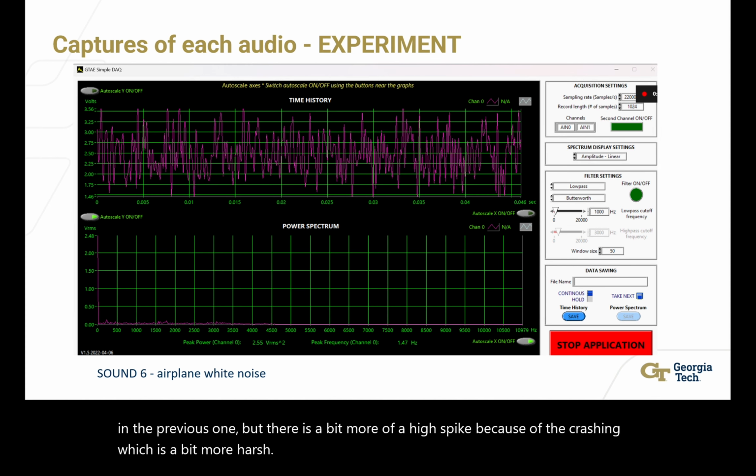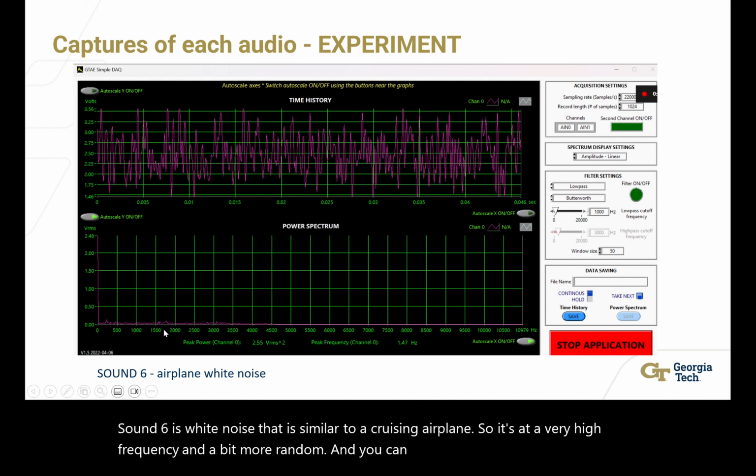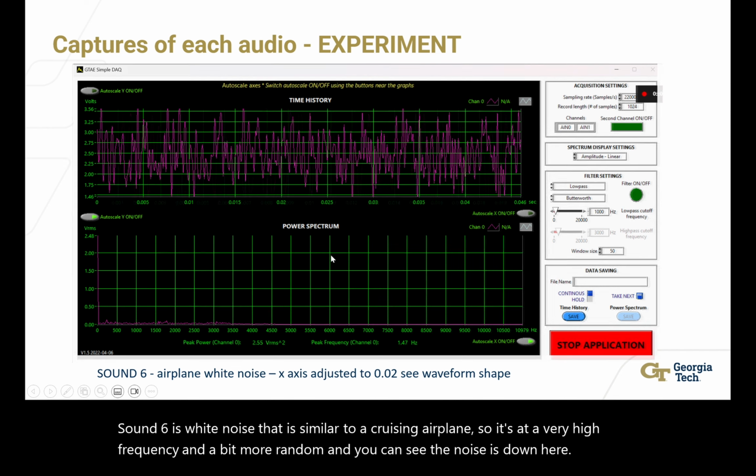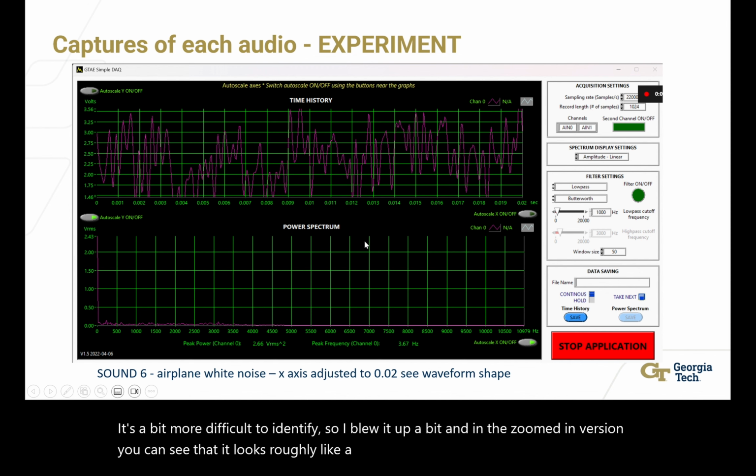Sound 6 is white noise that is similar to a cruising airplane. So it's at a very high frequency and a bit more random, and you can see the noise is down here. It's a bit more difficult to identify, so I blew it up a bit. And in the zoomed in version, you can see that it looks roughly like a product of sines.